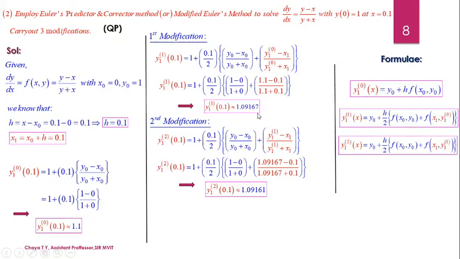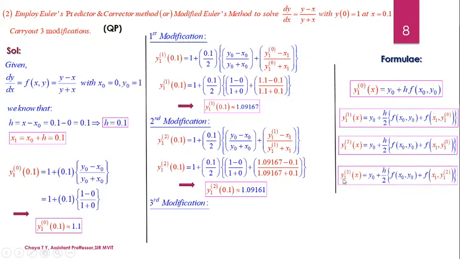The last decimal place is of 7 units for the first modification and in the second modification it is of the value 1 unit. So this is the accuracy what we are going to improve when you go for more number of modifications. Since in the problem they have mentioned that we have to carry out 3 modifications, I am going to consider the third modification right now. So what is the formula for third modification?